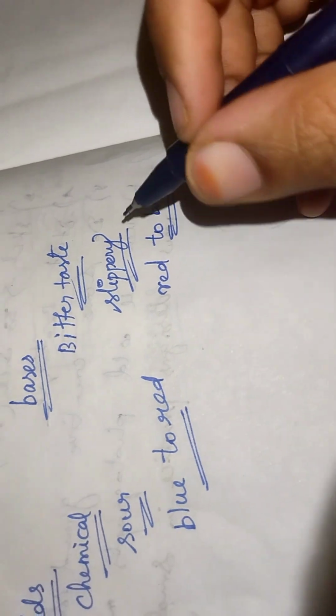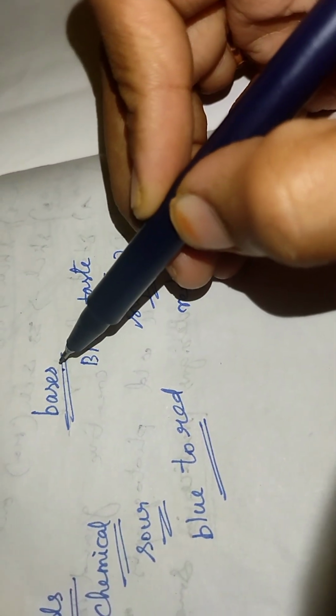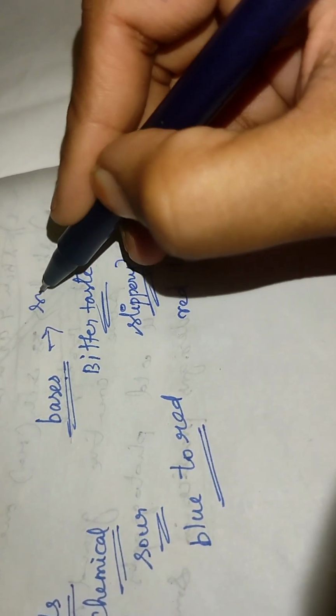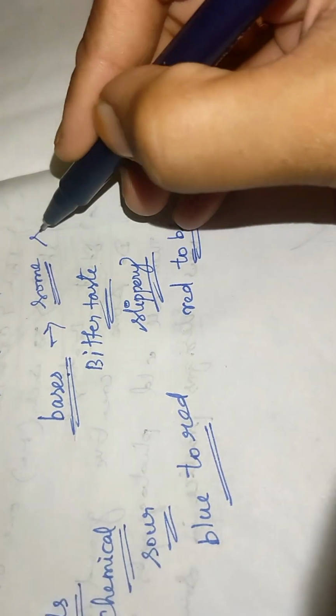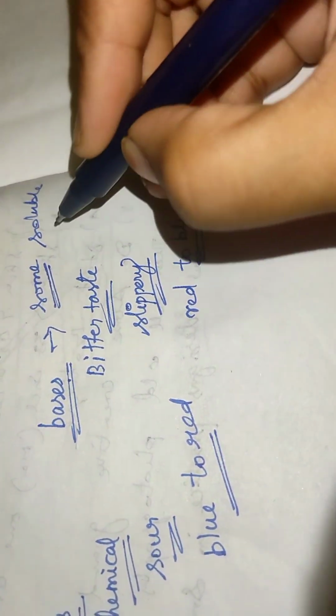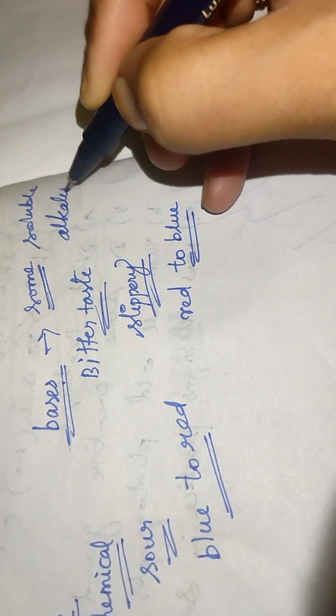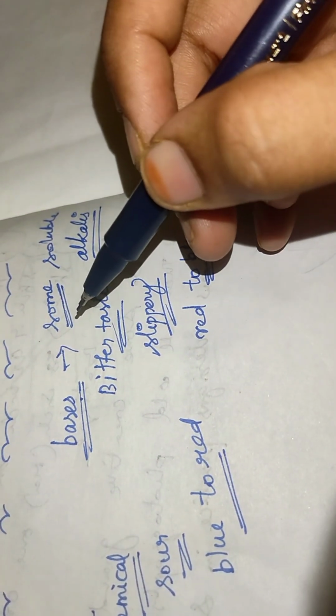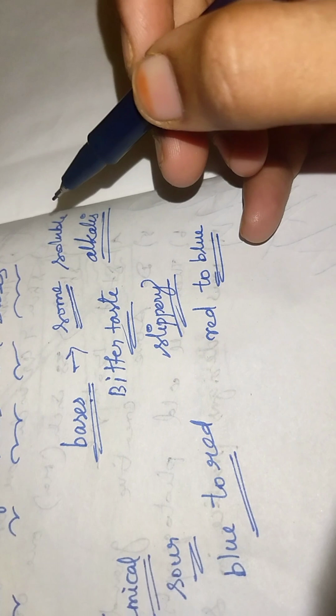Some bases are soluble in water, not all bases, and those are known as alkalis. Base is a chemical substance with a bitter taste, slippery to touch, which changes red litmus paper to blue litmus paper. Some of the bases have the ability to dissolve in water, and those bases are known as alkalis.